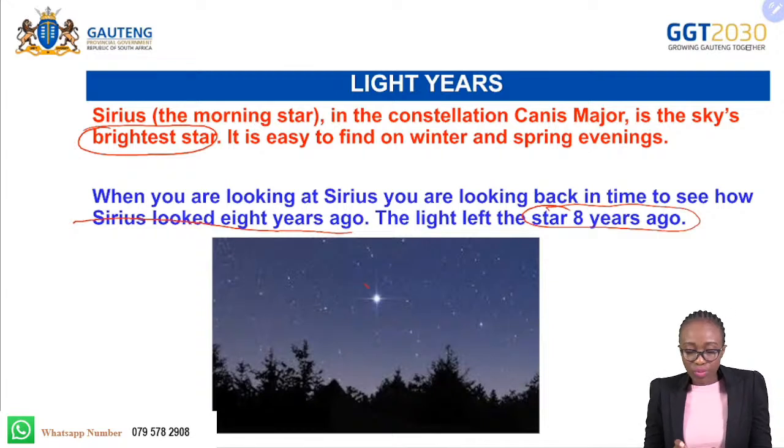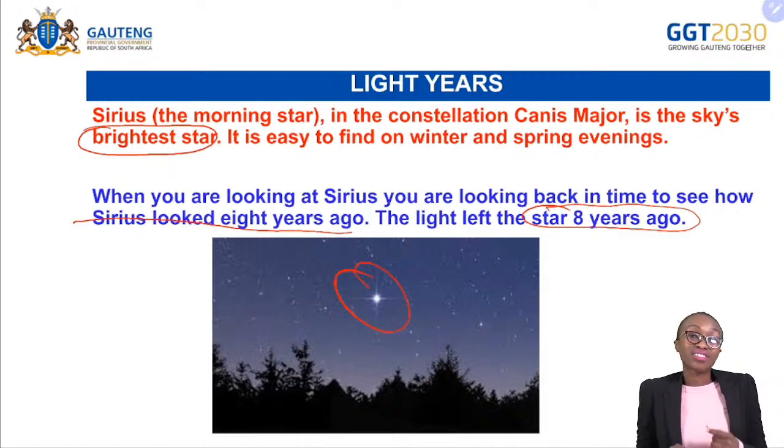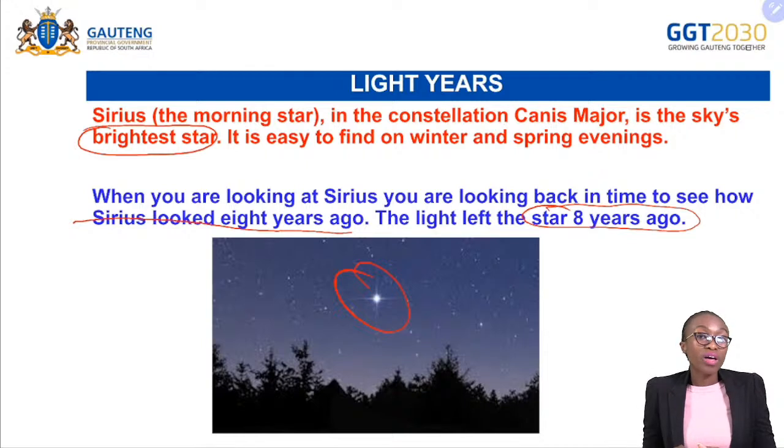So there is the morning star. When you look at it tomorrow morning or this evening, you're actually seeing its image from 8 years ago. The light left it 8 years ago. So that's how fast the speed of light is. Light energy actually has the fastest speed of all the different kinds of energy.